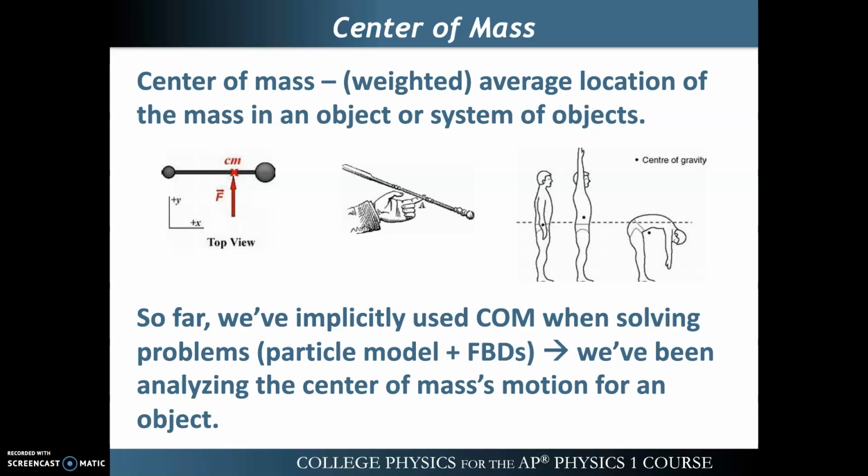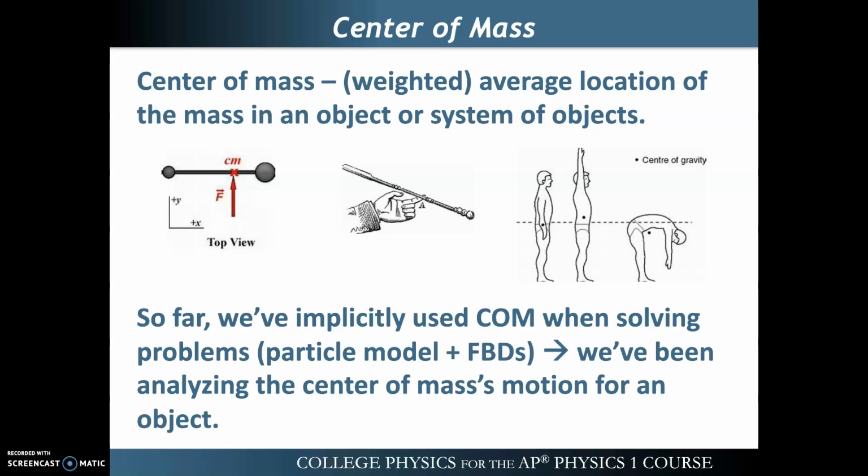so center of mass is basically the average location of the mass of an object or a system of objects. Right, so here on this left-hand side, there's a picture of a barbell where the right-hand side of this barbell is more massive than the left. So the average location of the center of mass is not going to be directly in the middle, but slightly to the right because the right-hand side has more mass than the left.